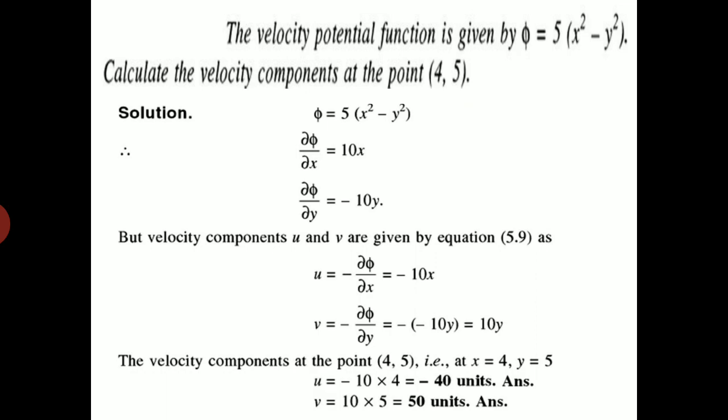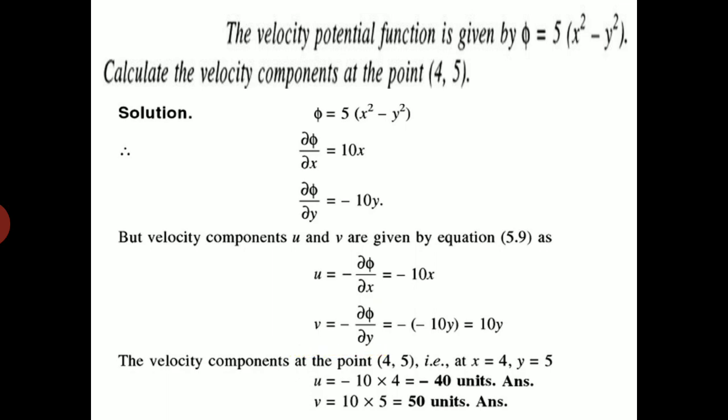So φ is equal to 5 into x square minus y square. Differentiating this with respect to x and then with respect to y, we are getting ∂φ/∂x is equal to 10x and ∂φ/∂y is equal to minus 10y. And we know the formula for calculating the velocity components: u is equal to minus ∂φ/∂x and v is equal to minus ∂φ/∂y.